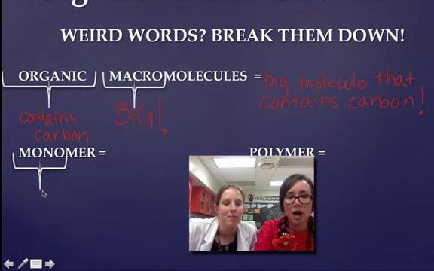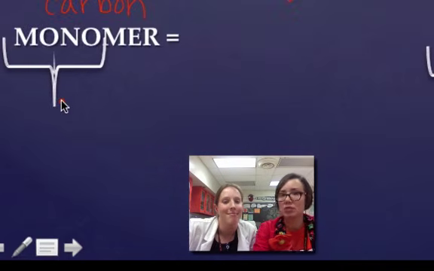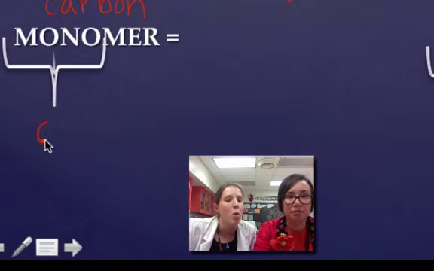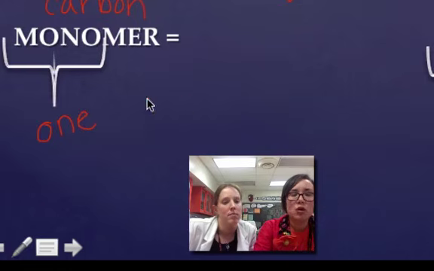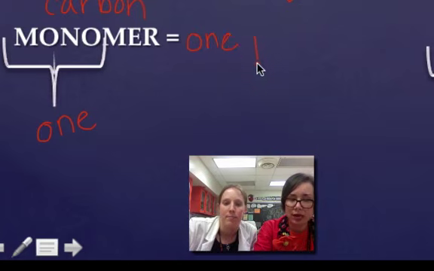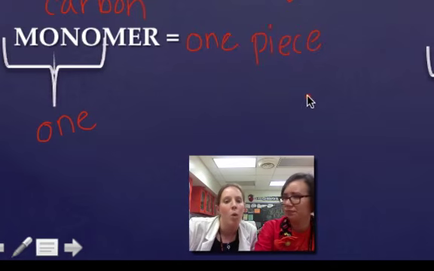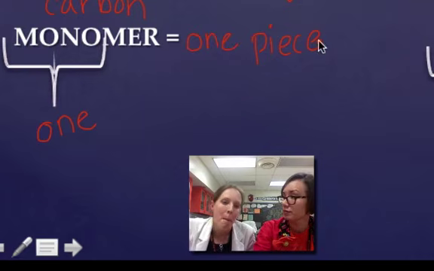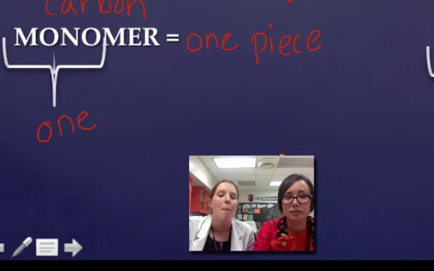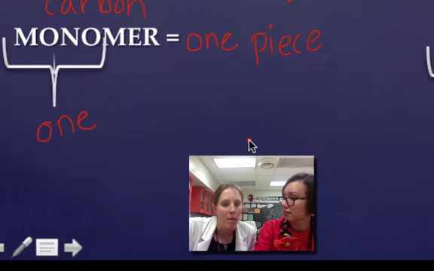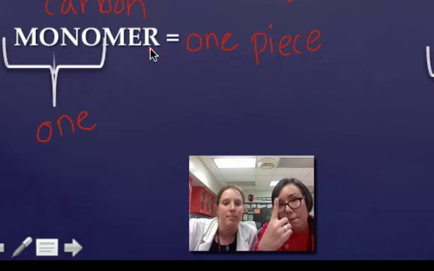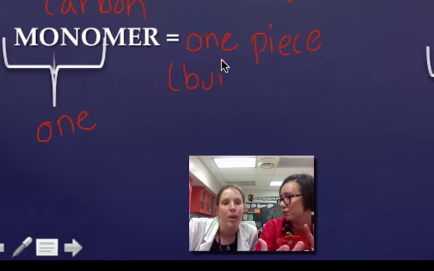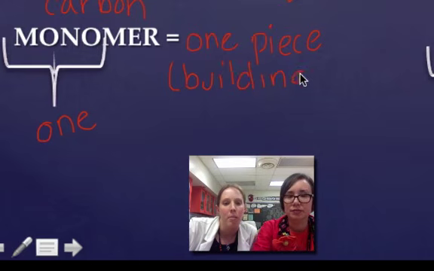We have this word monomer. What does that prefix mono mean? The prefix mono means one. So a monomer would be just one piece. Excellent. And how does that relate to an organic macromolecule? Well, an organic macromolecule is big, so it's going to be made up of many, many monomers. Right, so the monomer is just one piece of the larger puzzle. You can think of it as a building block. Exactly. Or a puzzle piece.